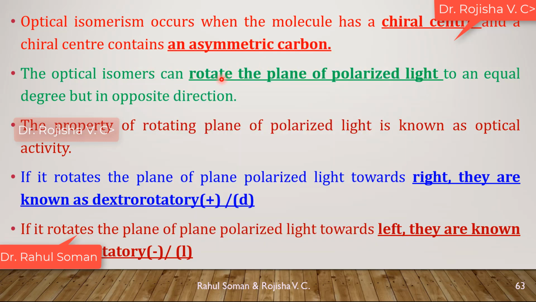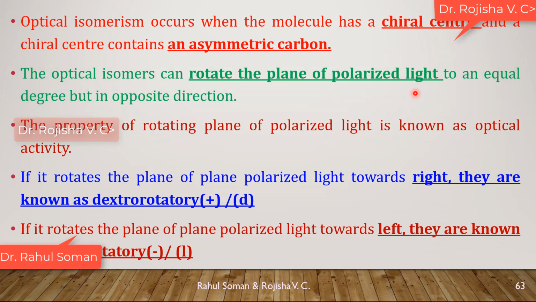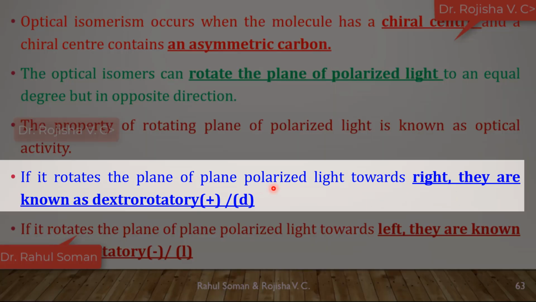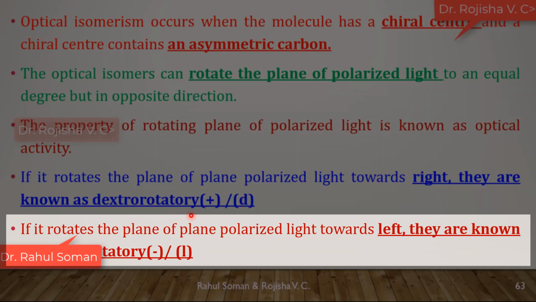Optical isomers are simply named enantiomers. Enantiomers have the ability to rotate plane polarized light, and that rotation may be either to the right or to the left. If the molecule rotates the plane polarized light to the right, we name that compound dextrorotatory or plus form, or simply D. If it rotates to the left, it is called levorotatory.